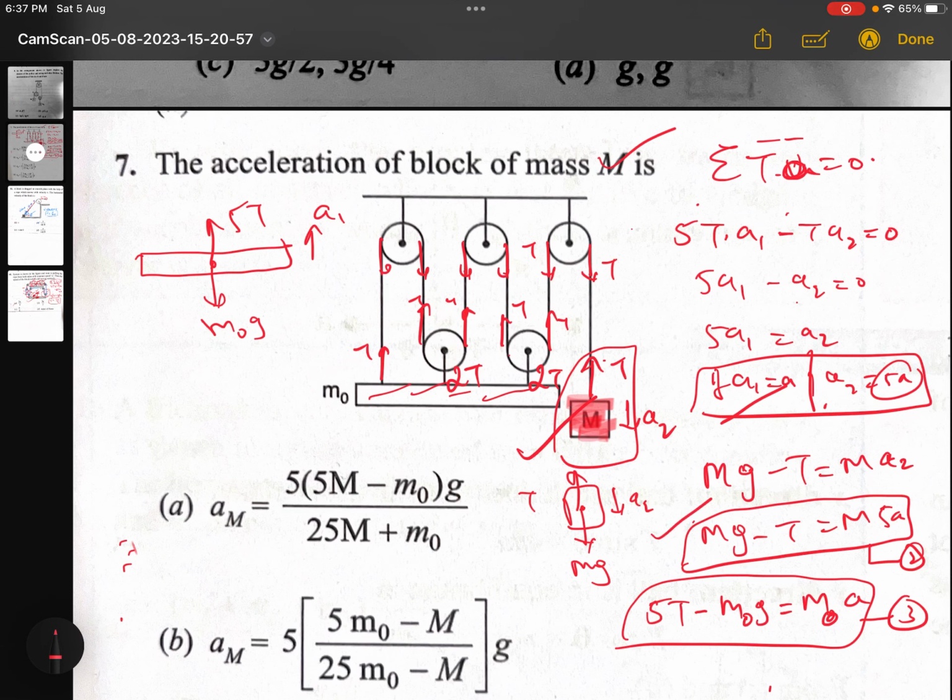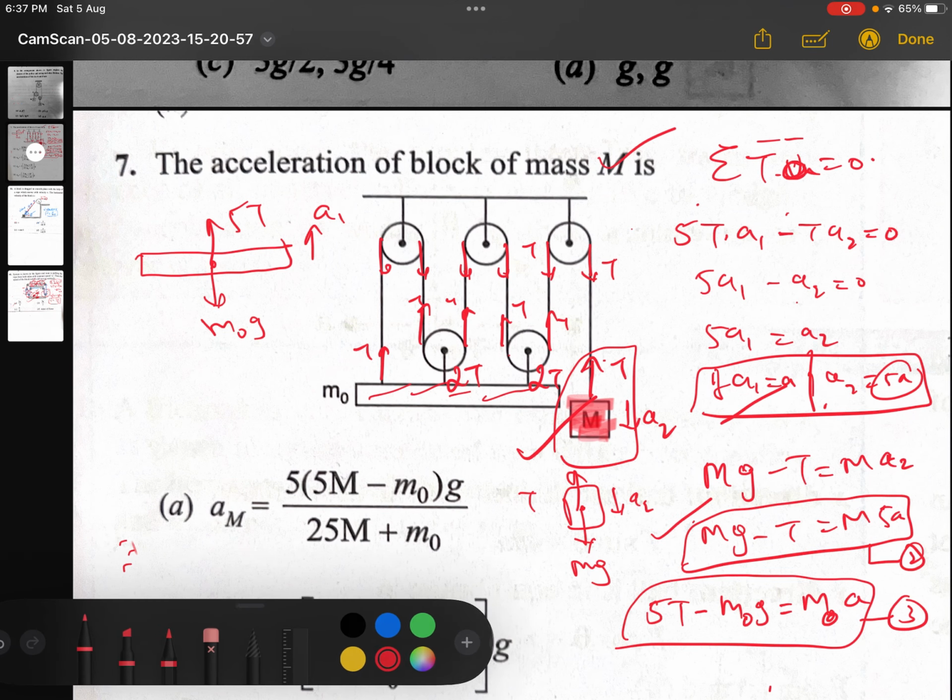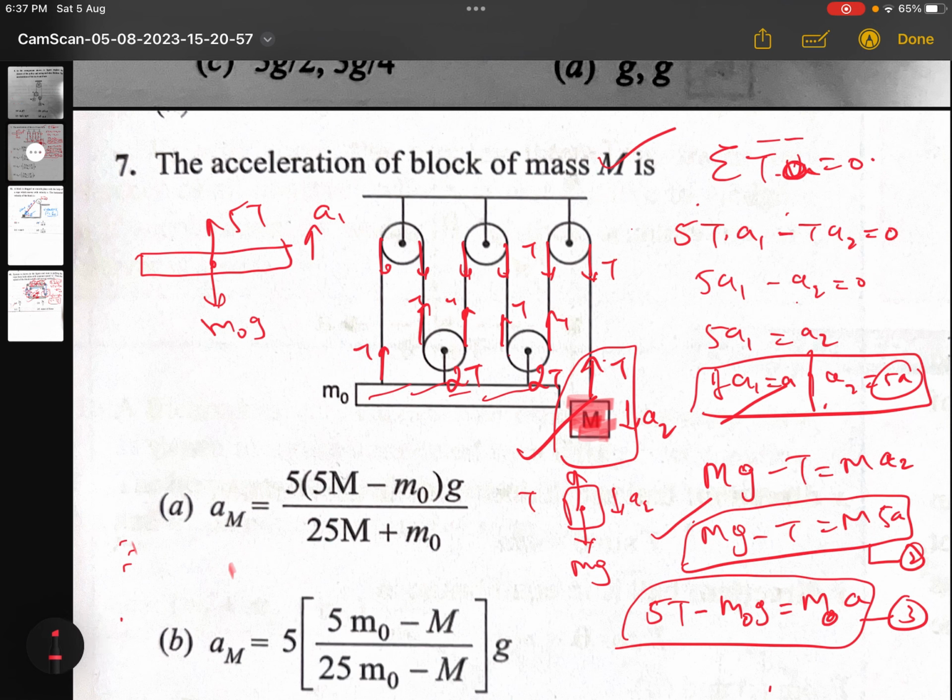For example, you can multiply equation 2 with 5 so that you will get 5Mg minus 5T, 5 fives are 25, I'll get. And when you add these two, the 5T and this 5T will get cancelled, and from that you calculate A. After calculating A, he wants acceleration A2. So A2 is nothing but 5A, you have to calculate. So after calculating A, you calculate 5A. That will be the answer.